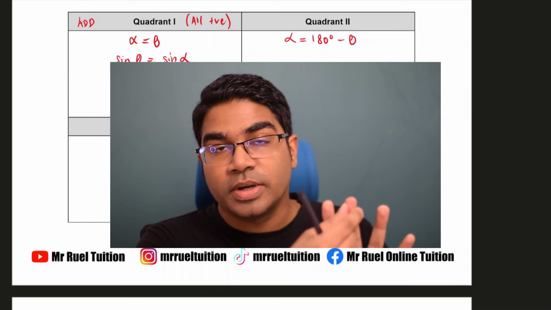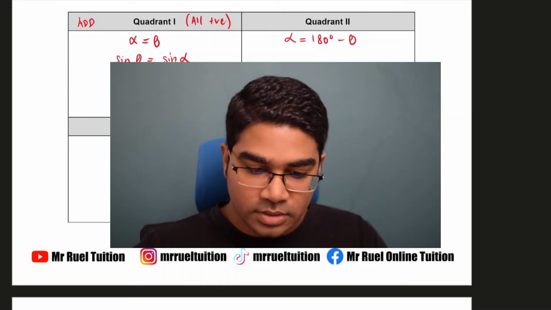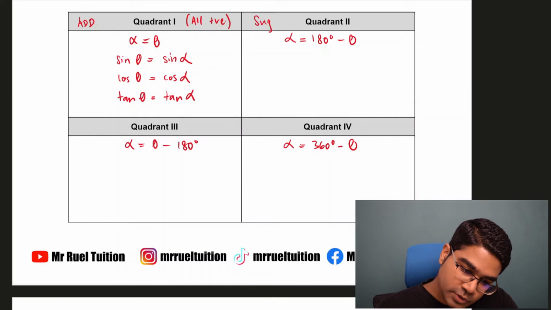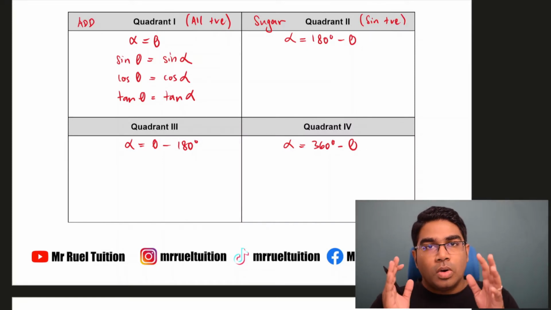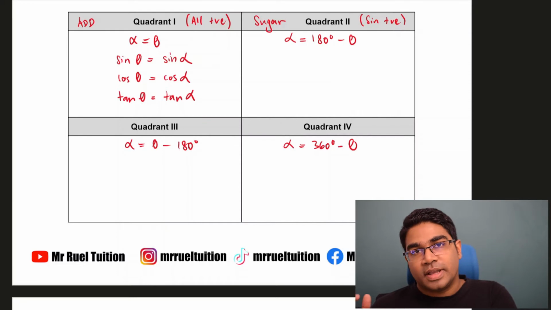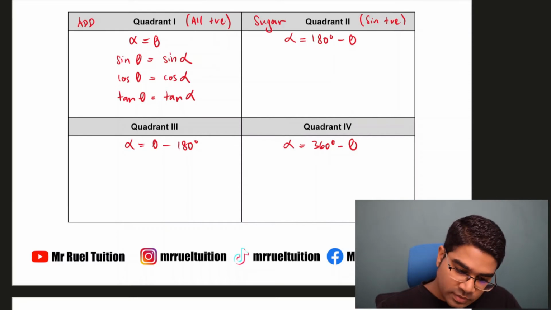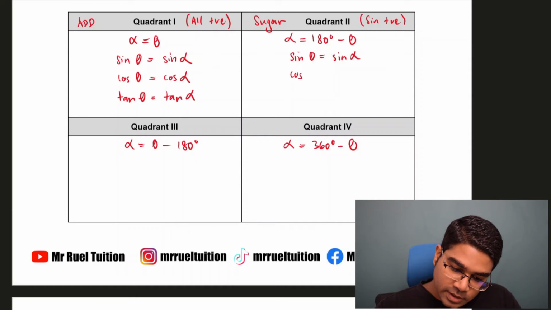Then we go to the second quadrant, which is S, sugar. Sugar stands for sine positive. So in the second quadrant, only sine theta will result in a positive sine alpha. The rest will be negative. So sine theta equals positive sine of alpha. However, cosine theta equals negative cosine alpha, and tangent theta equals negative tangent alpha.